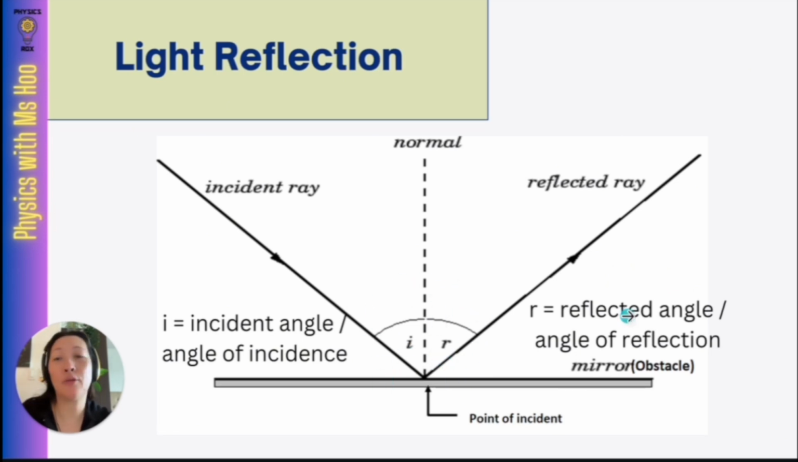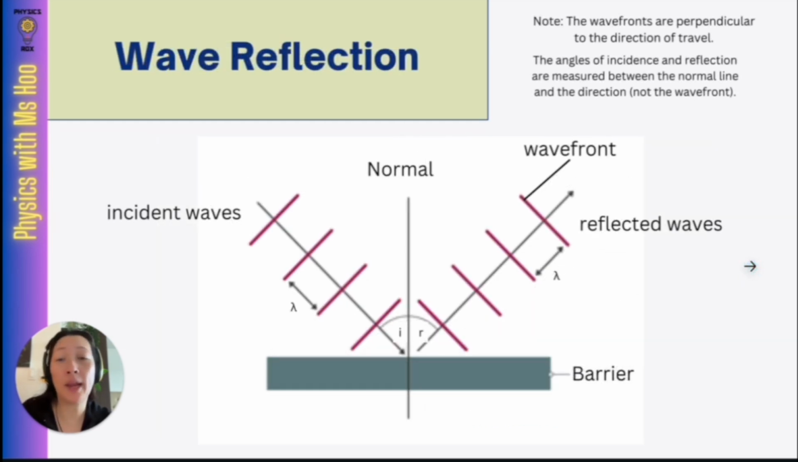Now you will see that all waves undergo the same behavior when it comes to reflection, whether they're water waves, sound waves, or electromagnetic waves. This diagram is showing us general wave reflection. In this diagram, the waves are shown with these lines, which are the wave fronts.